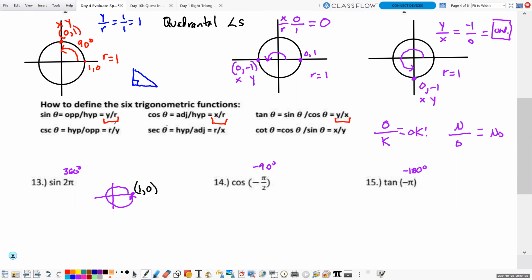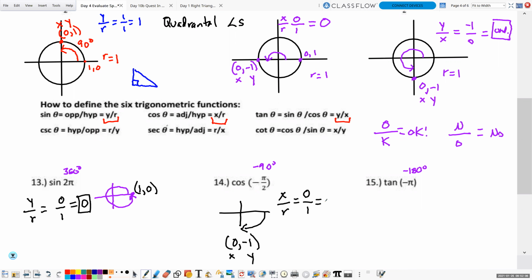So again, I probably want to put these on my note card. I know the R is always 1. Y over R is going to be 0 over 1, which is just 0. Negative 90 is going to be down here. The ordered pair will be 0, comma, negative 1, X, Y. Cosine is X over R. So again, we have 0 over 1, which is again 0.